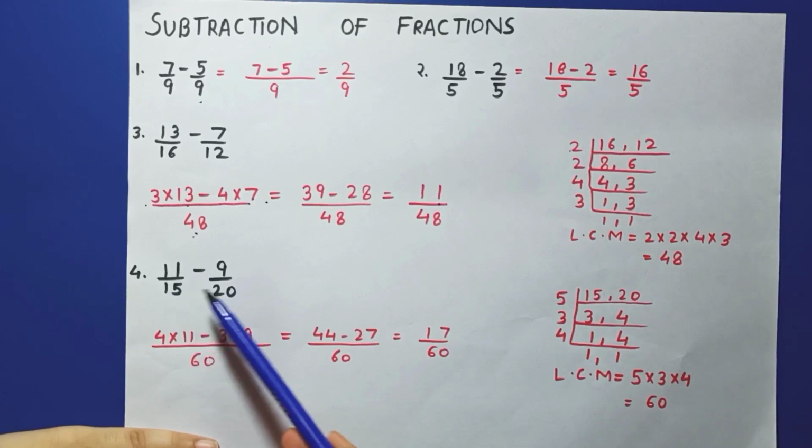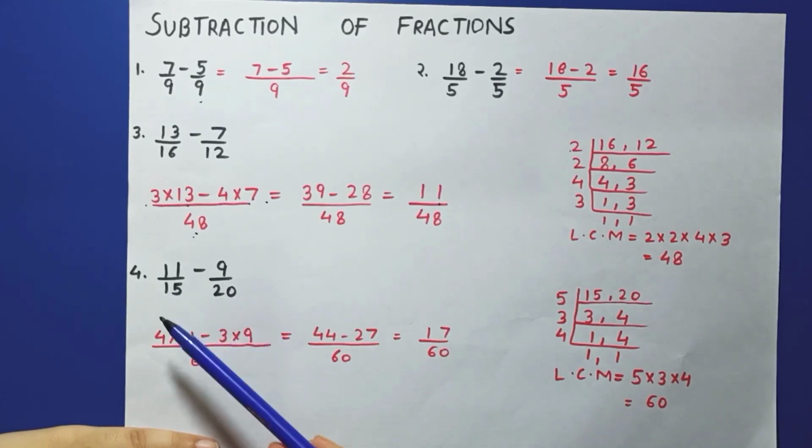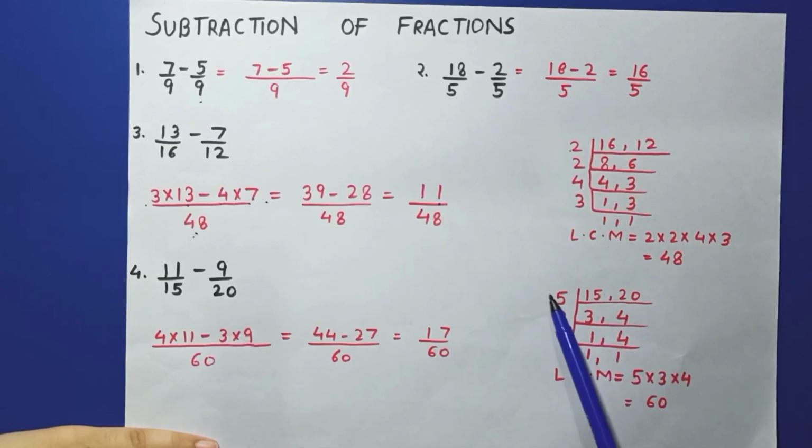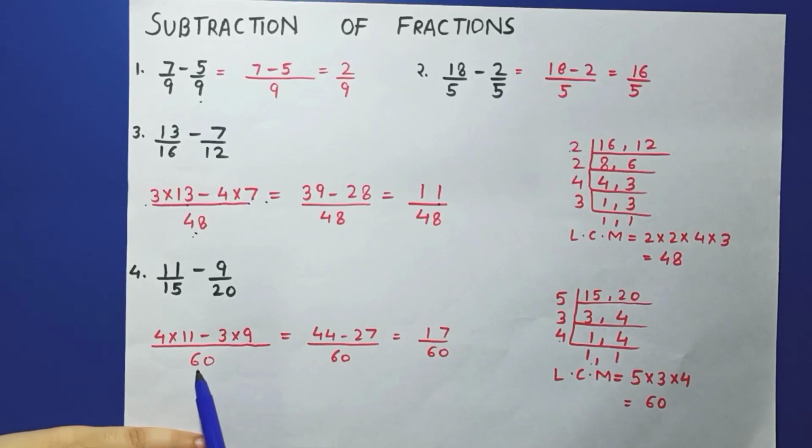11 upon 15 minus 9 upon 20. First we have to find the LCM of 15 and 20. 15 and 20. 5 3s are 15, 5 4s are 20. 3 1s are 3 and then 4, because 3 and 4 are not divisible by the same number. Then 1 is there and 4 1s are 4. So 5 into 3 into 4. The answer is 60. Now we'll put 60 here.